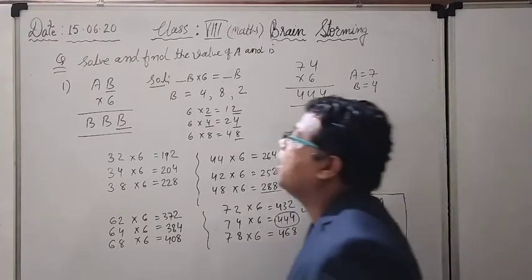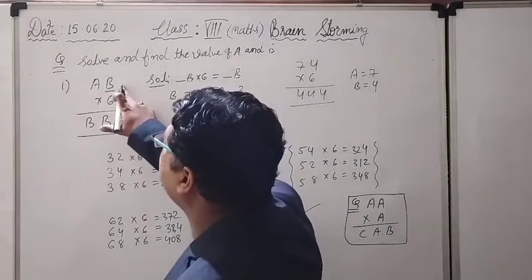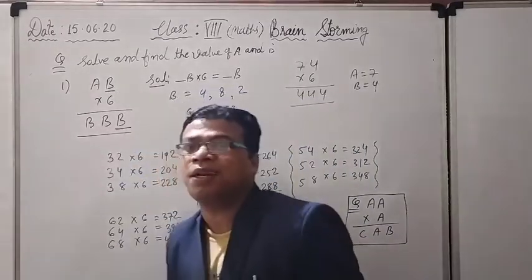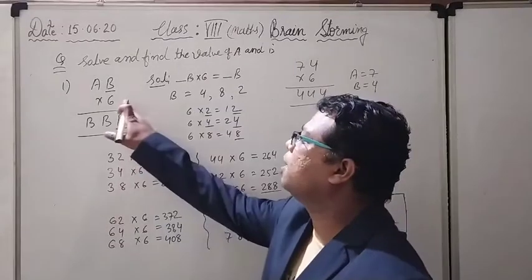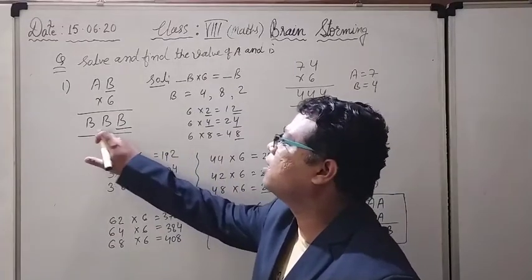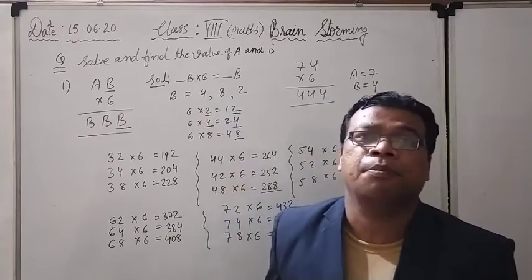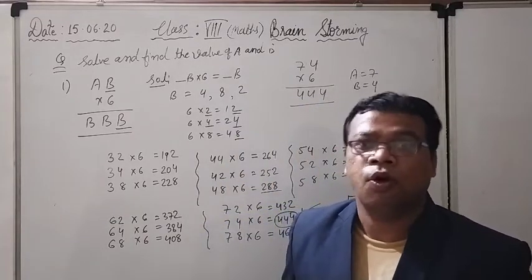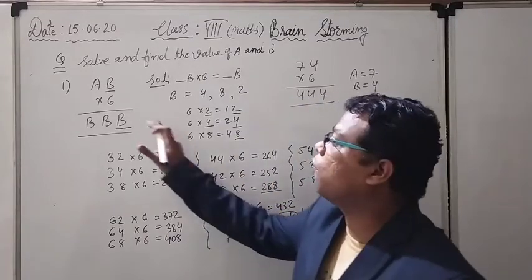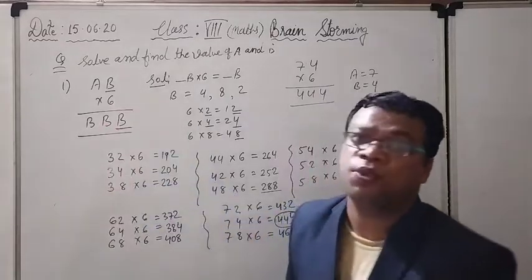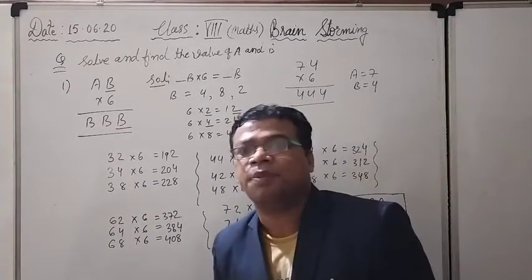Look here. AB into 6. I have to multiply a 2-digit number AB by 6, and after the result I have to get BBB, which means all the digits are the same. All the same digits I have to find out with the multiplication of 6.